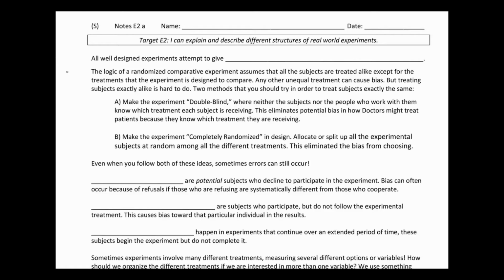We have a little bit of vocabulary to open us up here in the E2 notes. The first thing that we need to know is that all well-designed experiments attempt to give equal treatment to all the individuals. Now, you need to be a little careful with this. When I say the word treatment, I'm not actually talking about the experimental condition. I'm talking a little bit more about the experience that each individual would have. So you don't want people in one group treated very much differently than people in another group, unless that is literally the condition that you're testing.